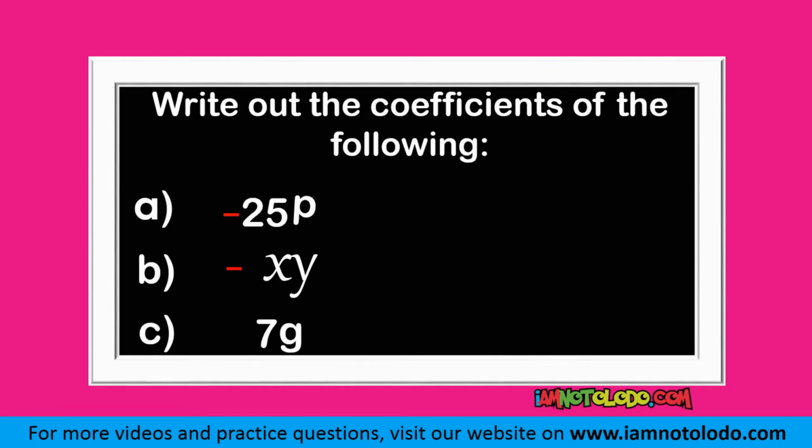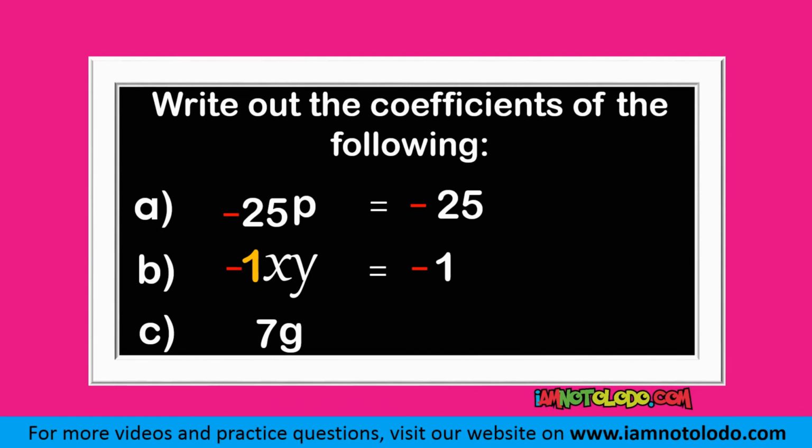The coefficient of P is what? Is minus 25. So the coefficient of xy is what? Is minus 1. In algebra, whenever you see letters, there is always an invisible 1 beside it. So ordinary letters have 1 as their coefficient. So in this case, there is an invisible 1, right? And there is a sign over here.